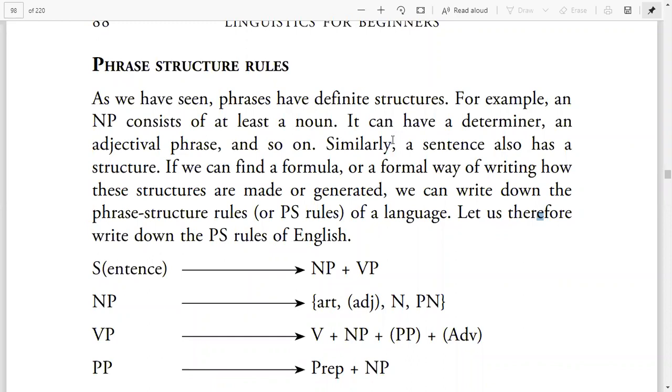Yesterday we discussed transformation, generative grammar, deep structure and substructure of sentences and phrases, etc. So today the subject of my lecture is phrase structure rules.